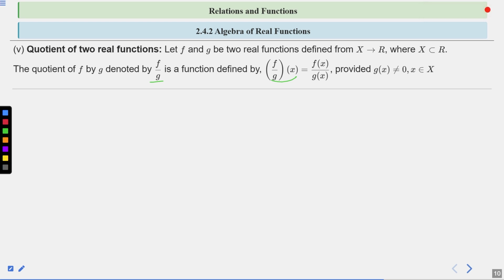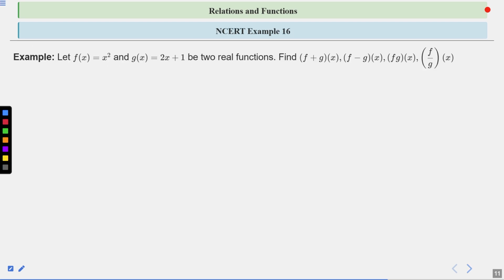Clear? Obviously we want denominator not equals to 0. So this condition must be fulfilled. Now this example will clarify the things. So if f(x) is x square and g(x) is 2x plus 1, so we are having two functions f(x) and g(x) defined in this manner.